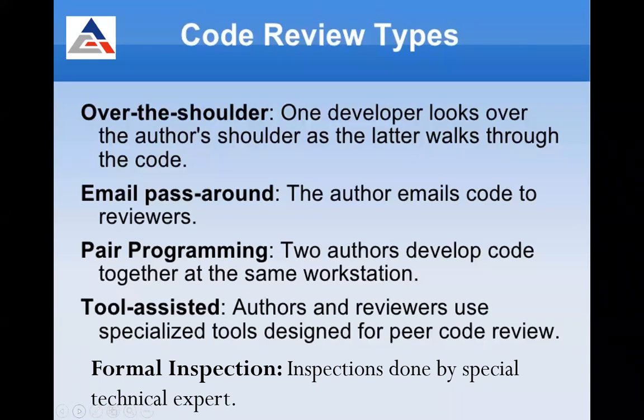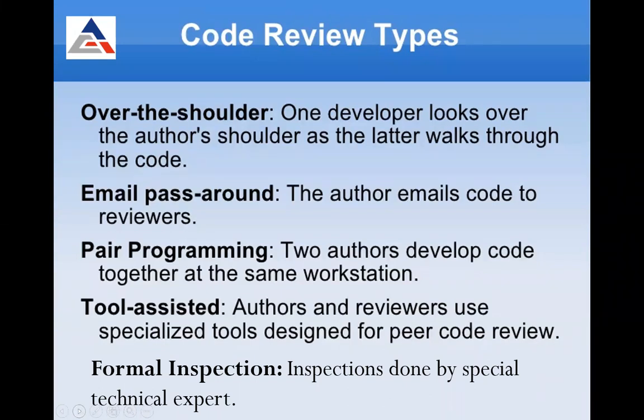I will again repeat all the types. First is over the shoulder. Here, over the shoulder means you are sitting in your classroom and your teacher finds the errors in your code without a deep study of it. Email pass around means sending your code via email. Then comes peer programming. Peer programming means two persons are coding, either on the same system or on individual systems, and then a code review technique is applied.